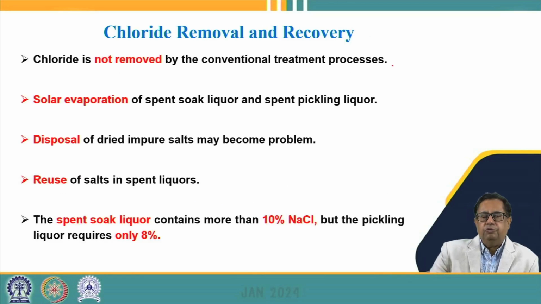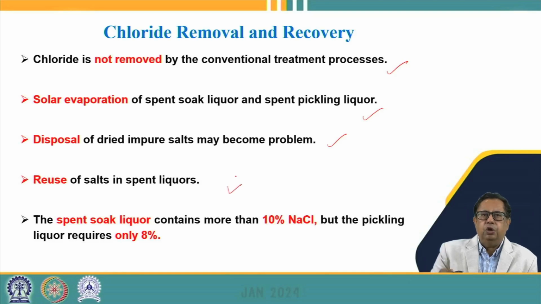Now, after talking about chromium, the chloride is also a problematic thing in the tannery's wastewater. So here the chloride cannot be removed by the conventional treatment process, as we have already seen. So we can go for the solar evaporation of the soak liquor or the spent pickling liquor, where a lot of salt is used. However, the salt becomes very impure because of the other impurities also coming into the salt. So the disposal of these salts may become a problem.